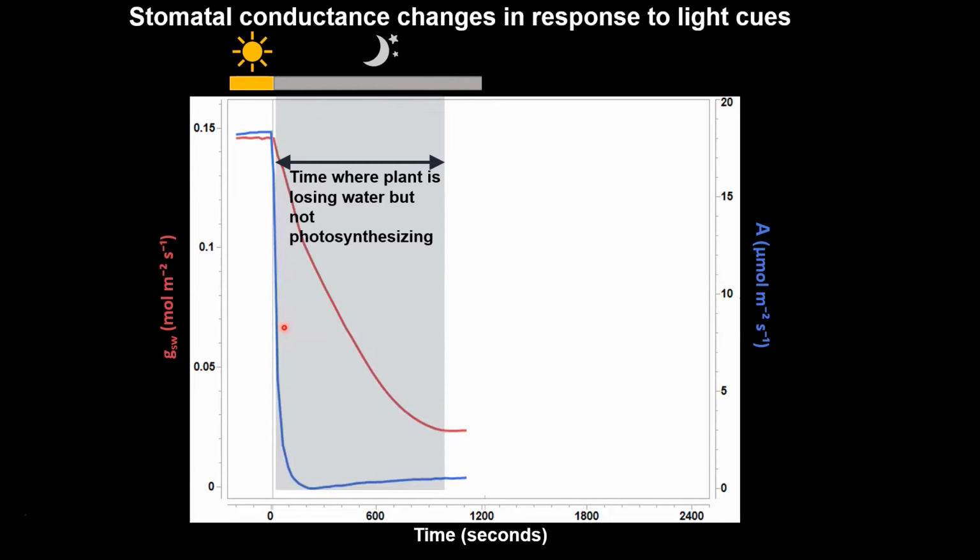So what this means is that this is time where the plant is losing water, but not photosynthesizing. So if the plant is in a condition where it's water stressed, which is happening more and more with climate change, this is a potential inefficiency where the plant is losing that precious water that it needs without actually any carbon gain.